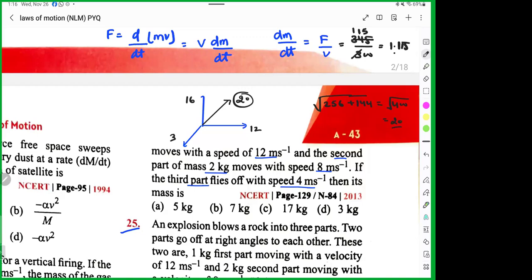Correct? सर 3 कैसे आया? 3 nahi aaya, third one. Third linear momentum. So what is the mass? We have to calculate. What is the speed of the third one? 4. What will be the answer? 5.